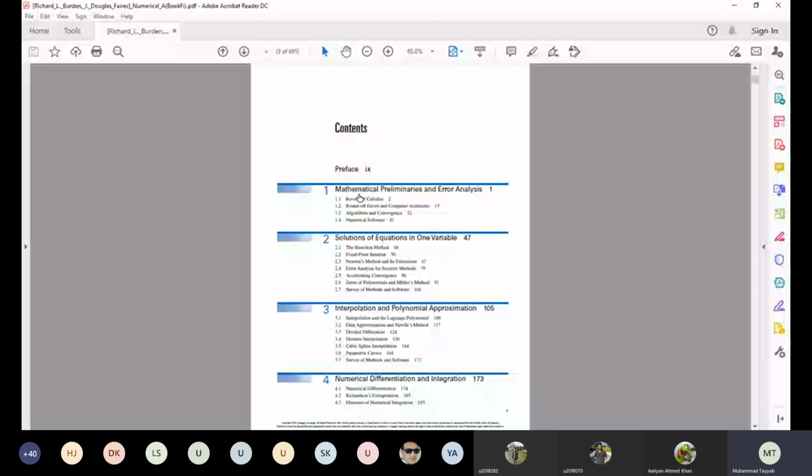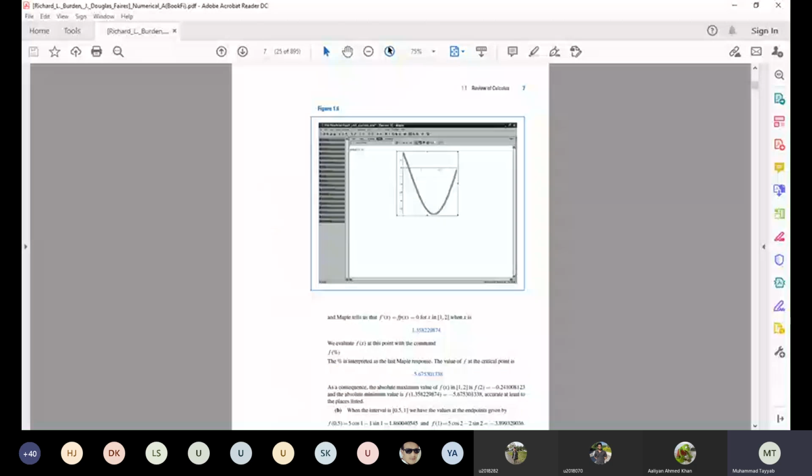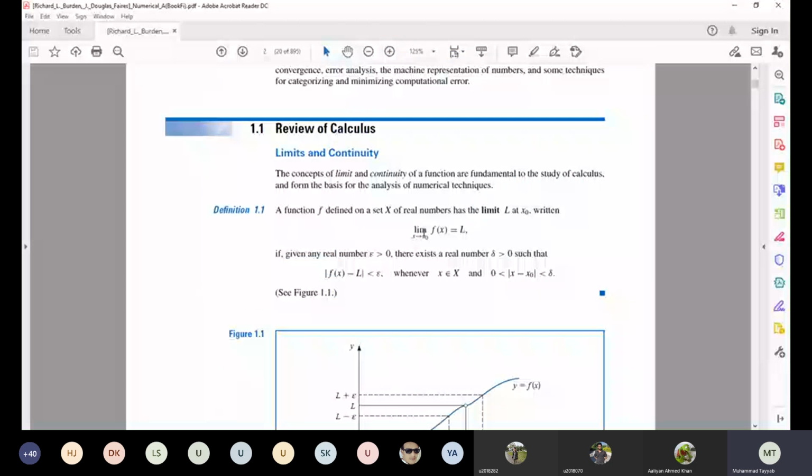So let me go to the first chapter. जैसे यहाँ पर इसने define किया है the limit and the continuity, and we all know the definition of the limit. मैं just एक आपको एक rough overview देता हूँ.